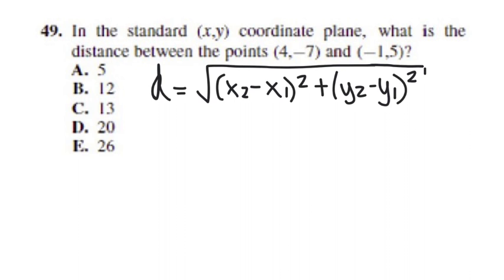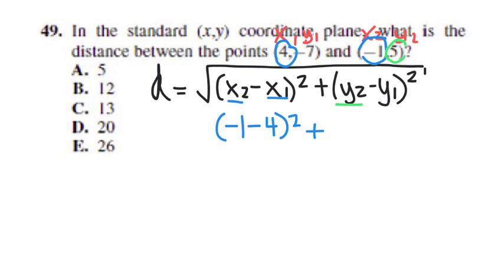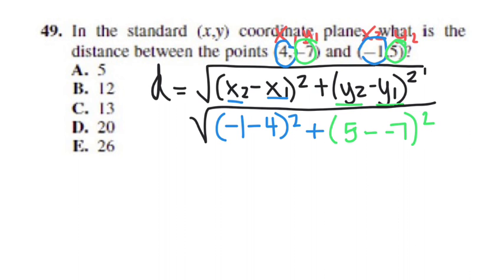Okay, so I would go through and label my points x1, y1, x2, y2, and then plug them in. For my x's, I would have x2, which is -1, minus x1, which I labeled as 4. That's all in parentheses and squared. Then my y, so I would have y2, which is 5, minus y1, which is -7. Again, I have to have both of those negatives, one from the formula, it being a subtraction problem, and one because the -7 is negative.